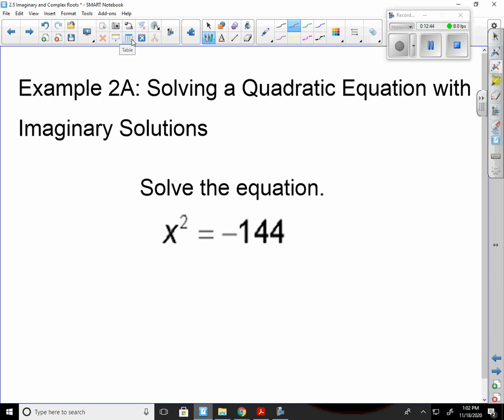All right, so now that we learned that portion of it, we're just going to take it a step further, and we're going to actually solve an equation with it. It's really the same exact concept. So the first thing that we have is x squared equals negative 144, right? So how would I get rid of this squared on the x?